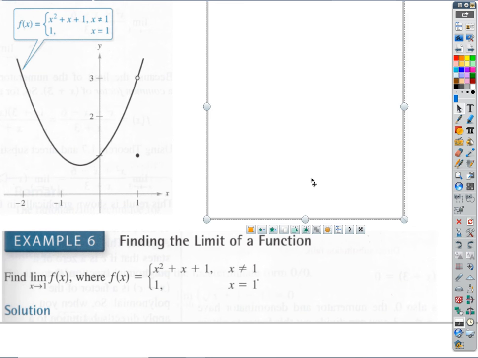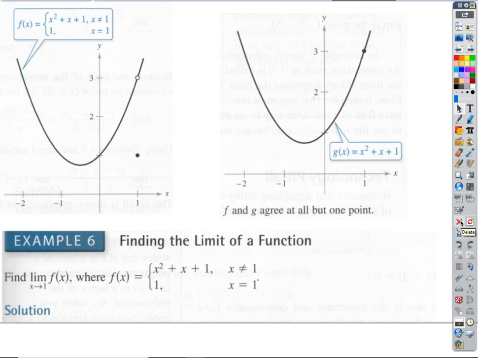There's another way we could do this one. We could say, okay, well, we happen to have a graph of the function there, so we can see what's going on. But we could think about this in a different way. We could say, let's pick a function that agrees with our original function everywhere except at the one point we're approaching, which we don't care about because we never get there, right? Let's replace this function with this function, g of x equals x squared plus x plus 1.